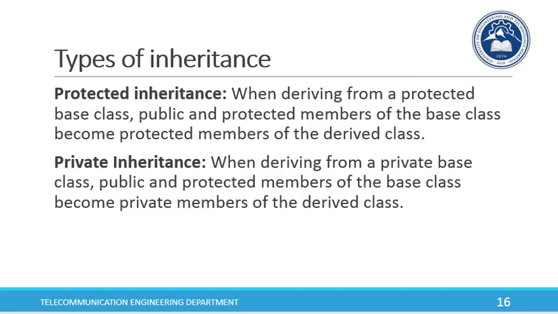Now what is protected inheritance? When deriving from a protected base class, public and protected members of the base class become protected members of the derived class. Now if we are doing private inheritance, when deriving from a private base class, public and protected members of the base class become private members of the derived class. These are basically the three types of inheritance, and I hope you will study these types and access specifiers in detail in your theory course.